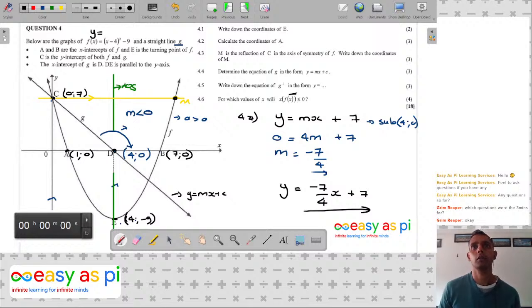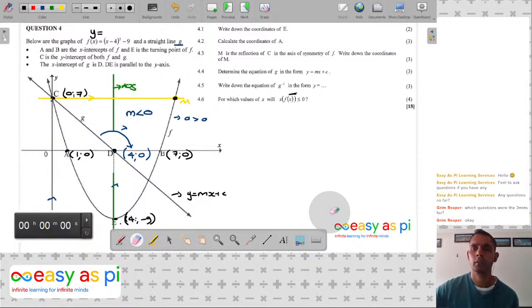Okay, we seem to be running out of time here. But let's complete this question fully, right? Last 2 questions for the day. They didn't say, okay, write down the inverse. Write down the inverse. Now, what do I do with the inverse? I just swap x and y.